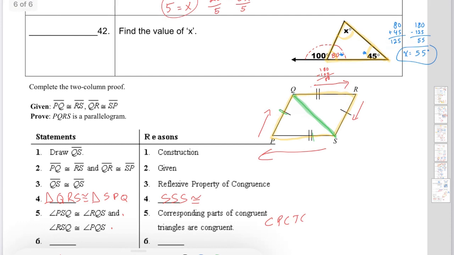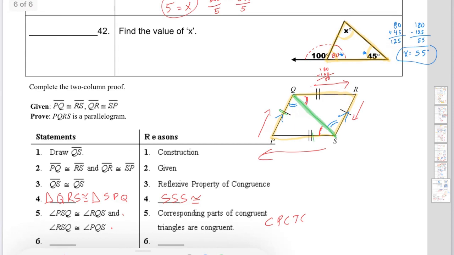So now let's actually go back and mark the diagram with the information that they gave us. So they're telling us that angle PSQ, so this angle here, is going to be congruent to angle RQS. And the other angle that they're giving us is RSQ is congruent to PQS. And that's important because if these two sets of angles are congruent, that's telling you that we have sets of parallel lines.